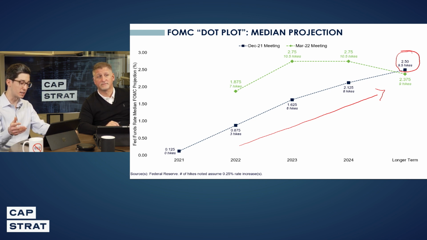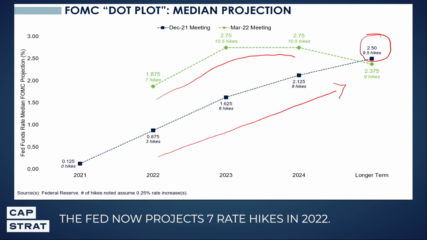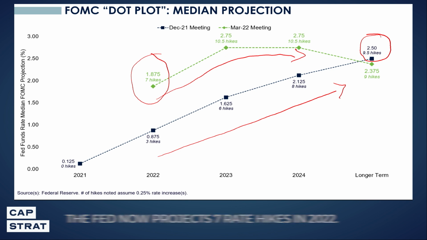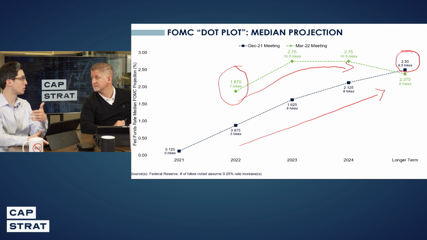But with all that taken into account, now we have the green line. So now the Fed is saying in 2022, we're going to hike 7 times. So that would bring the federal funds rate to 1.875%. Now they hiked at the March meeting. So there's 1, and there are 6 more meetings left. So they're basically saying collectively, we are going to hike 25 basis points at every single meeting.